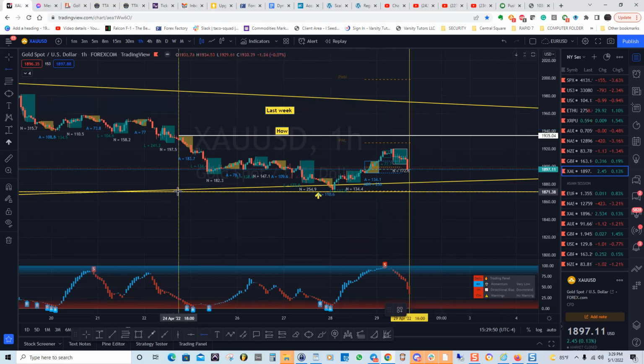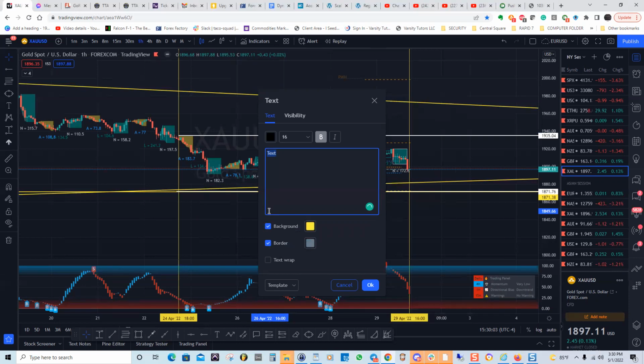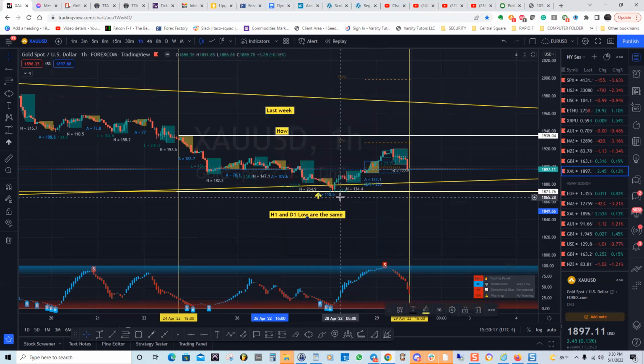If I come here and put a white line here, what does that tell you? That the hourly support is lining up with the daily support. That's beautiful, right? The H1 and D1 low are equal, the same. That's good to know, because if it breaks and closes below the daily and the hour, we're taking a sell. That's going to be our proof. You see?